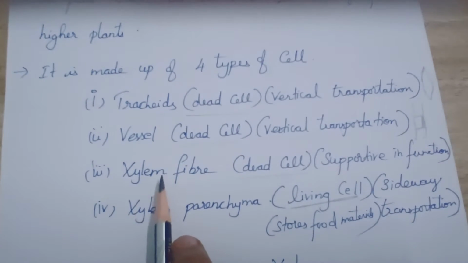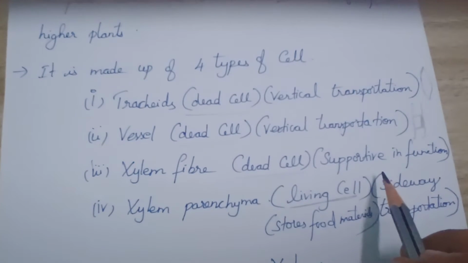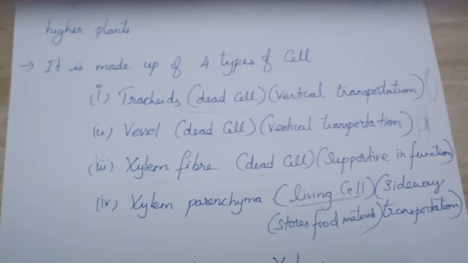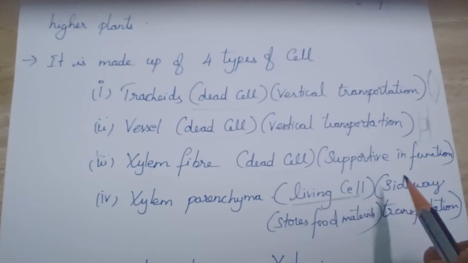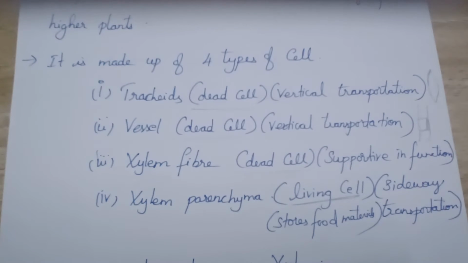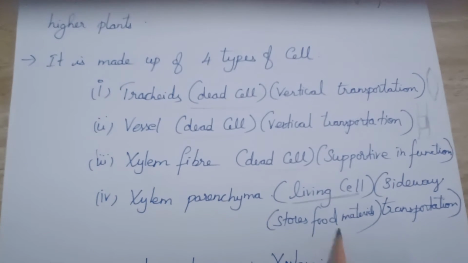And then xylem fiber. It is also a dead cell, but it helps in supporting. It gives mechanical support to the cells, and also supports all the functions. Xylem parenchyma helps in the sideways transportation of minerals and water, and also stores food materials, starch, glucose, everything. Starch will be stored in the xylem parenchyma because it is the only living cell.